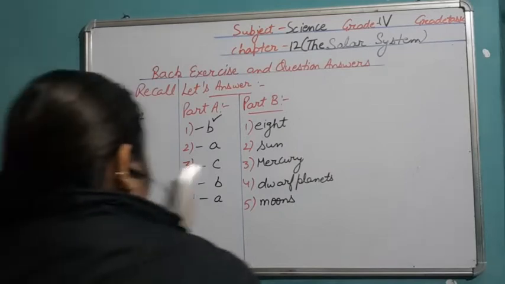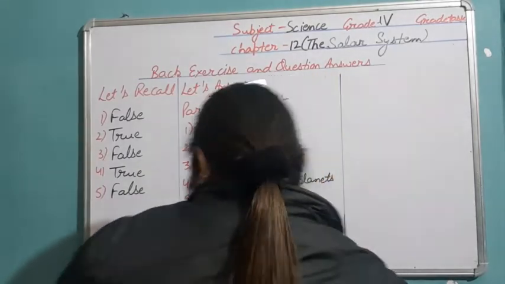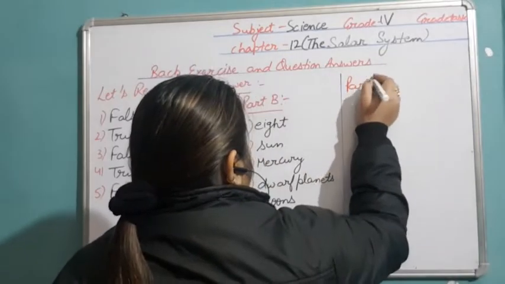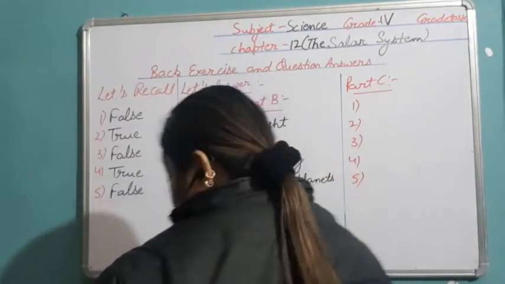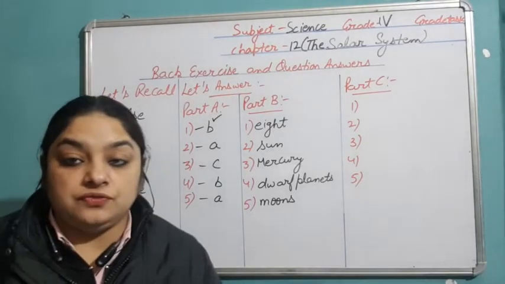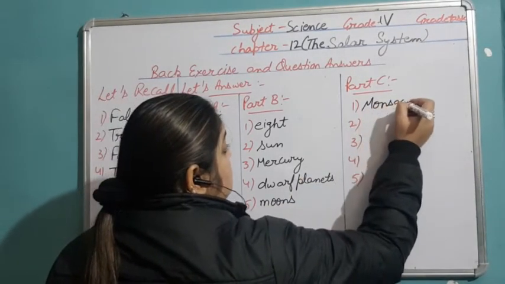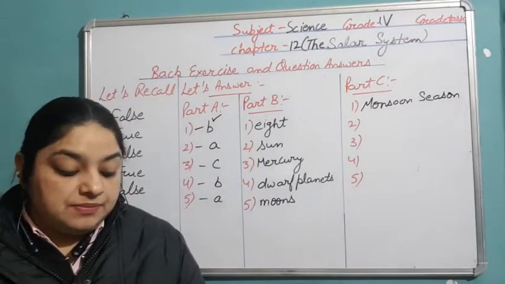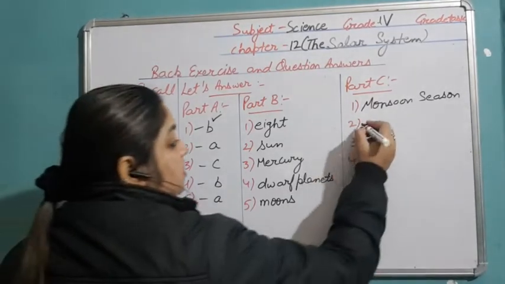Next one is name the following or answer in one word. So part C. First is the season in which rain falls in India. It falls in monsoon season. So answer is monsoon season. Second, the imaginary line that passes from the North Pole to the South Pole of the Earth. Answer is, we call it axis.